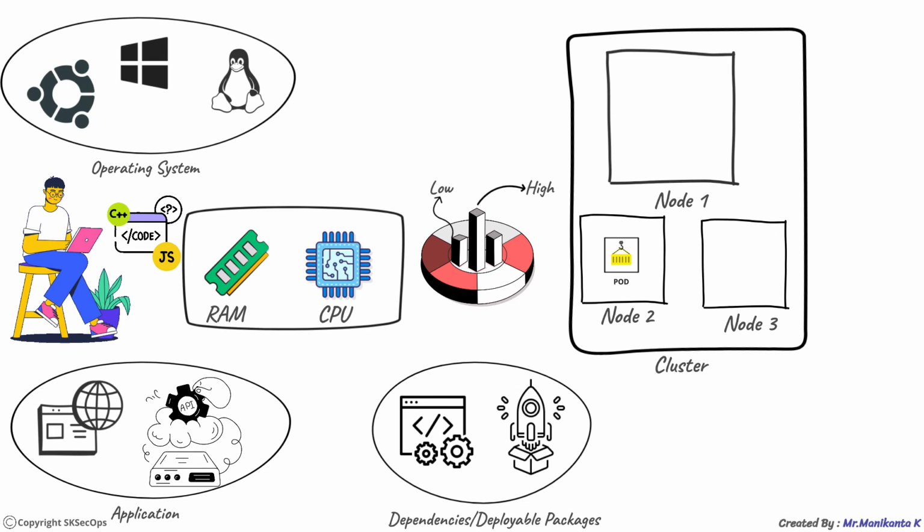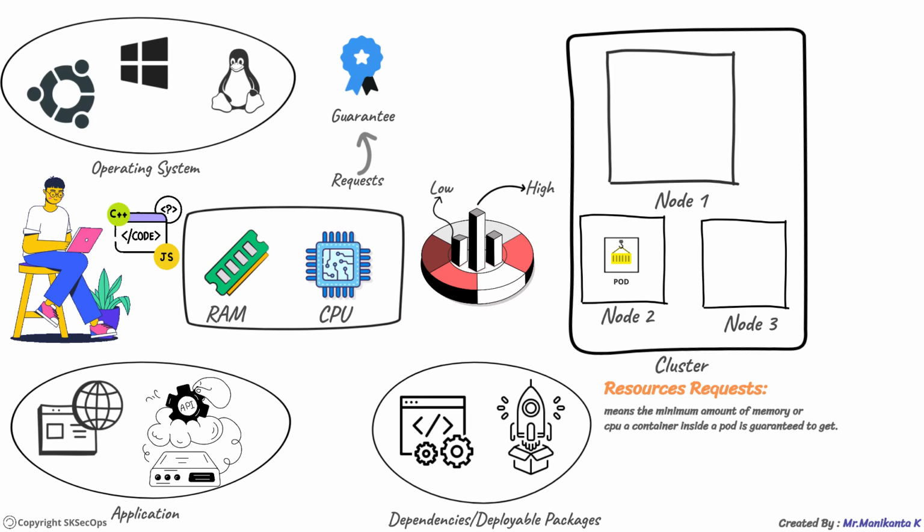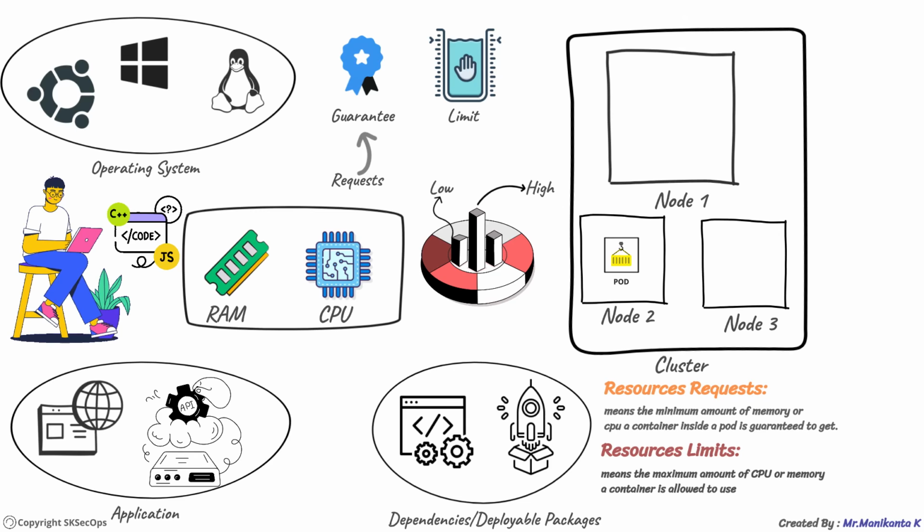So, what is a resource request? A resource request is the minimum amount of CPU or memory a container inside a pod is guaranteed to get. Kubernetes uses this value to choose a node that has enough free resources. On the other hand, a limit is the maximum amount of CPU or memory a container is allowed to use.